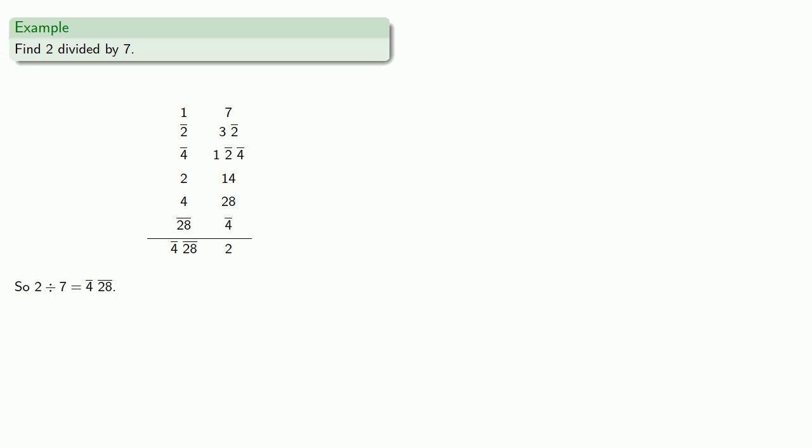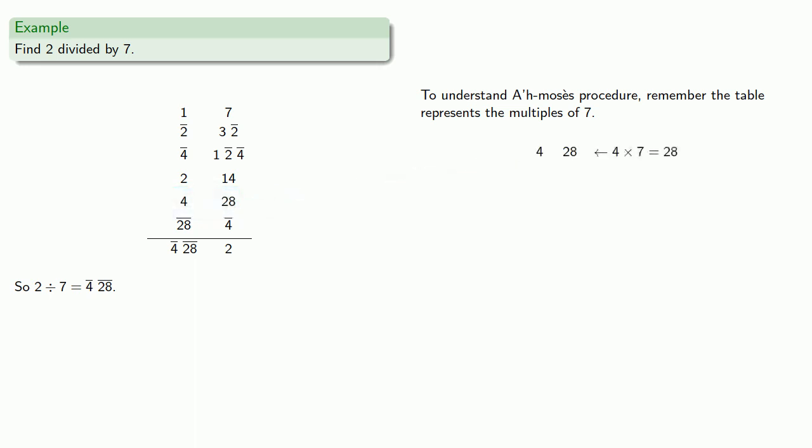So what did Ahmose do in these last couple of lines? To understand Ahmose's procedure, remember the table represents multiples of 7. So when Ahmose writes 4/28, what he's really saying is that 4 times 7 is equal to 28. And the next line says that 1/28 times 7 is equal to 1/4. And notice what we've done here. We've actually moved this 28 and the 4 to opposite sides, and so we'll call this step an inversion.